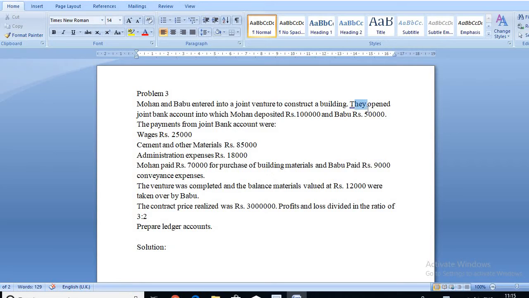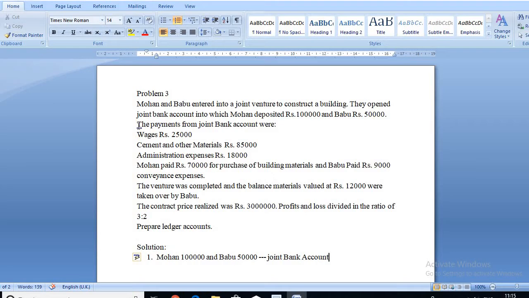opened a joint bank account. For doing business they require capital, so both contributed their capital. Mohan contributed 1 lakh rupees and Babu contributed 50,000 rupees, and this money is deposited into the joint bank account. So the first transaction is over.